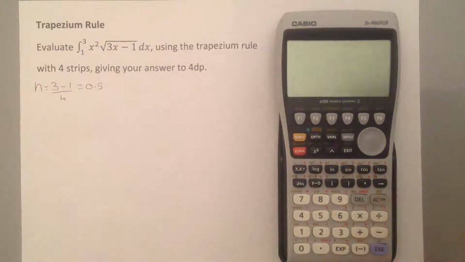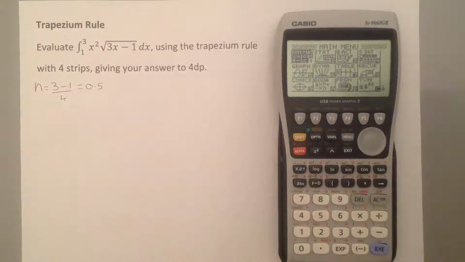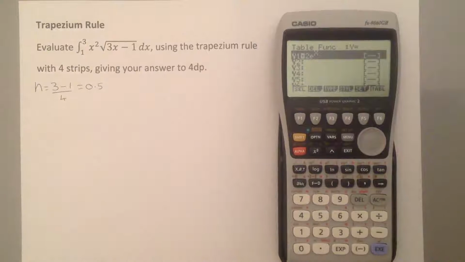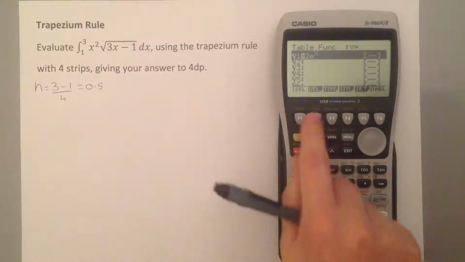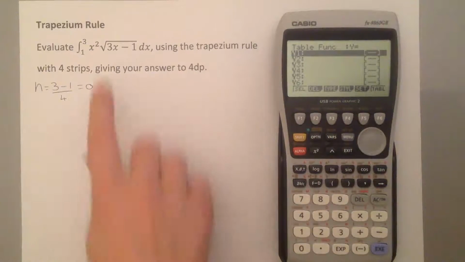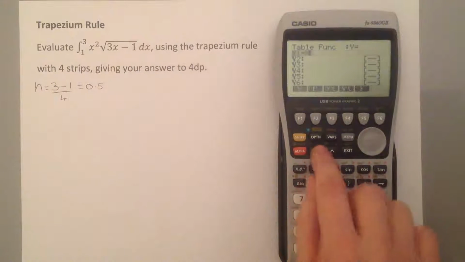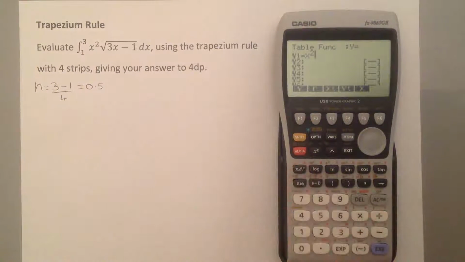Now on the calculator, what we want to go to is the table function. On my calculator, that's number 7, and it should look something like this. If there are any functions already in there, we just want to delete those. We're going to type in our function, x squared, remember that we're always using this as our x button, and then the square root of 3x minus 1. If you're doing this on the blue 9750, make sure the 3x minus 1 is in a bracket, that's really important. We typed it in, press execute.